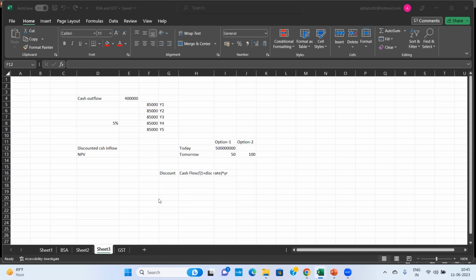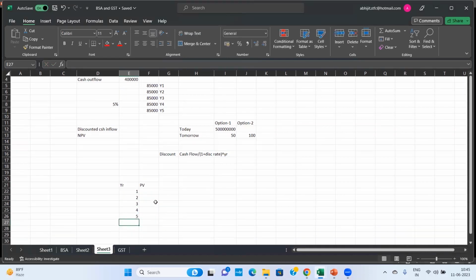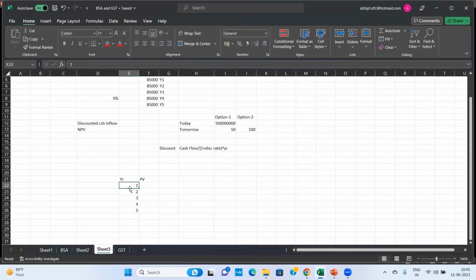Check when you are writing NPV is negative, just let me know what is the PV for year 1 and year 2. PV year 1, 2, 3, 4, 5. I need this. Tell me.